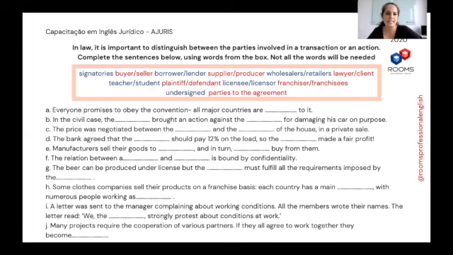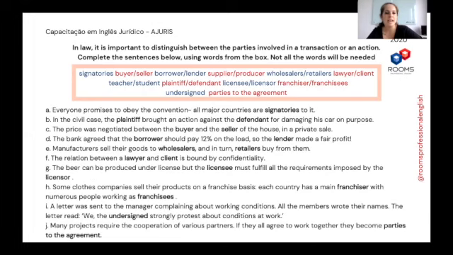Then completing the sentences, we would have the following. Everyone promises to obey the convention. All major countries are signatories to it. In the civil case, the plaintiff brought an action against the defendant for damaging his car on purpose. The price was negotiated between the buyer and the seller of the house in a private sale. The bank agreed that the borrower should pay 12% on the loan, so the lender made a fair profit.